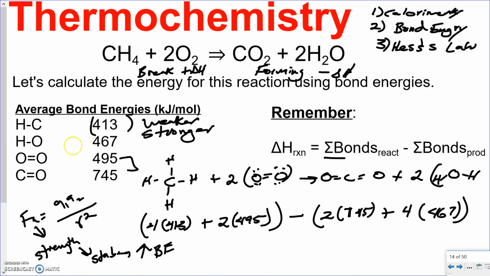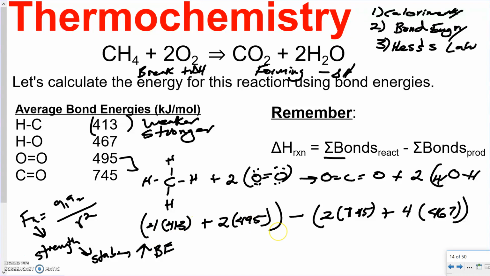Okay, so why would hydrogen to carbon be weaker than hydrogen to oxygen? Well, it comes down to size. It comes down to this radius. Oxygen is a smaller atom, therefore the radius is smaller for oxygen, and therefore that's going to result in a higher force of attraction. Therefore, it is a stronger bond, therefore it's more stable, and therefore it has more bond energy. It is a stronger bond, so it requires more energy when it breaks, and releases more energy when it forms.